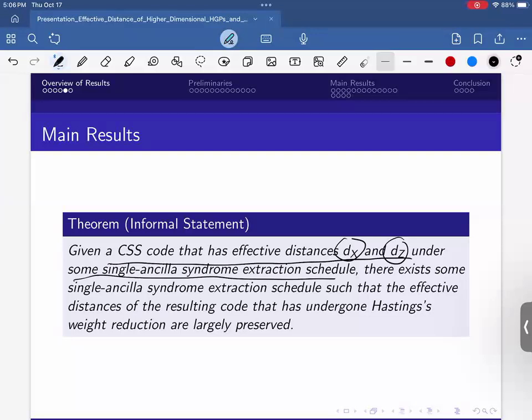And then we show that there exists some single ancilla schedule that the effective distances of the resulting code that has undergone Hastings reduction largely preserve. Again, largely preserve is also very ambiguous. But we show that for thickening and choosing heights, which is the technique that we'll be discussing today, it's effectively completely preserved. Which is nice, it shows that the weight reduction technique itself is sort of fault tolerant in that sense.